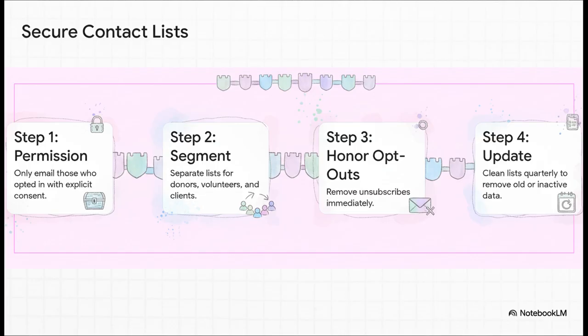First, get permission. Only talk to people who've said they want to hear from you. Second, keep your lists separate. What a donor needs to hear is different from what a volunteer needs to hear. Third, if someone wants out, let them out immediately. And finally, keep things tidy. Clean out old data every few months. It's all about consent and respect.